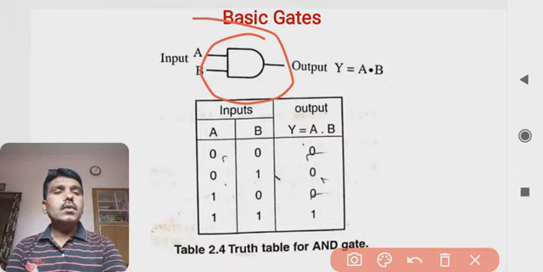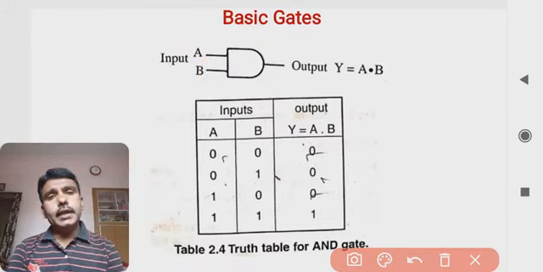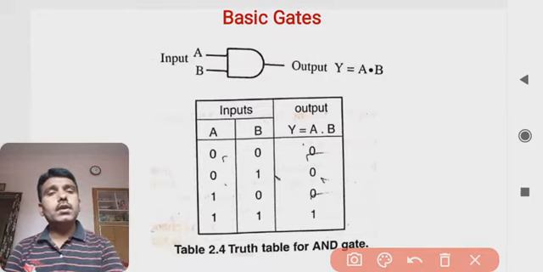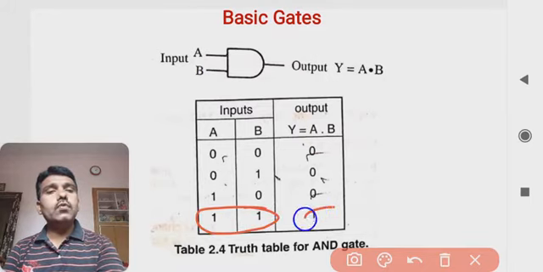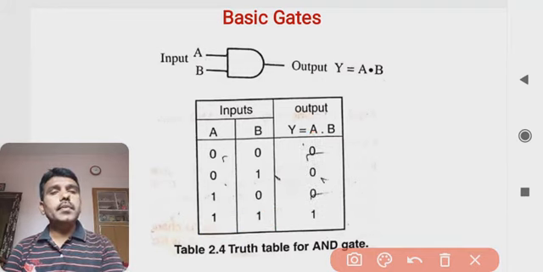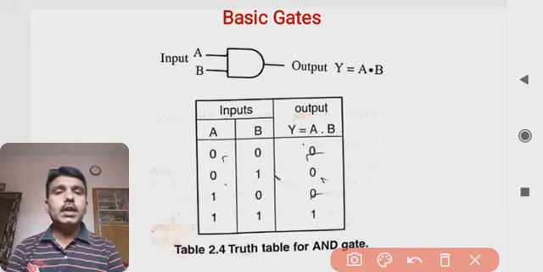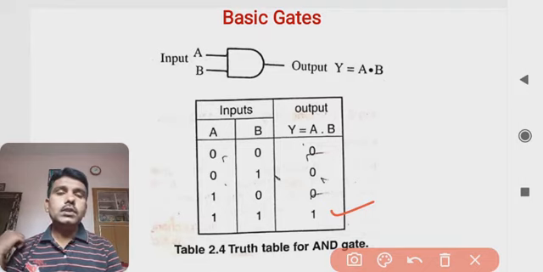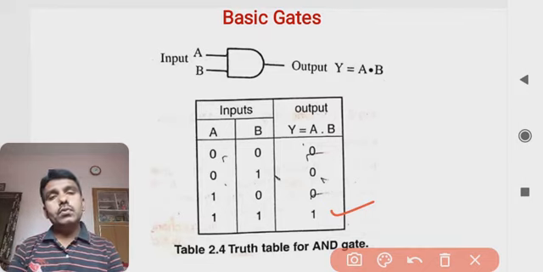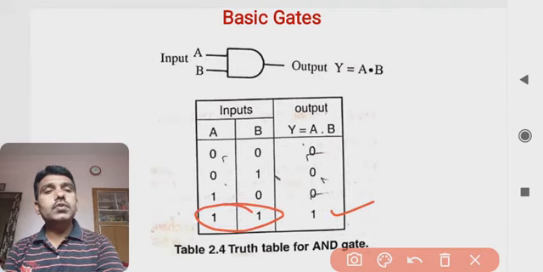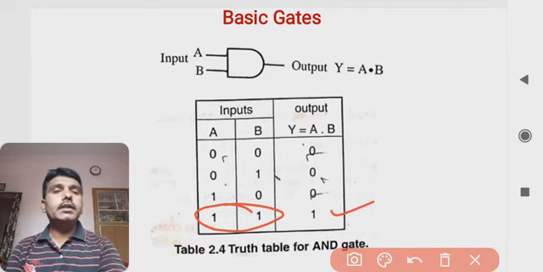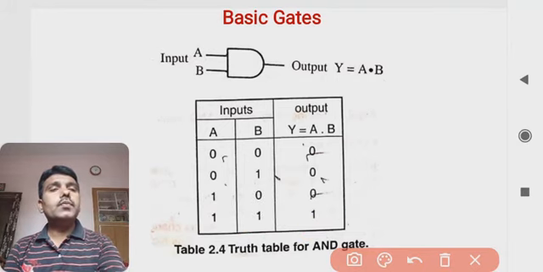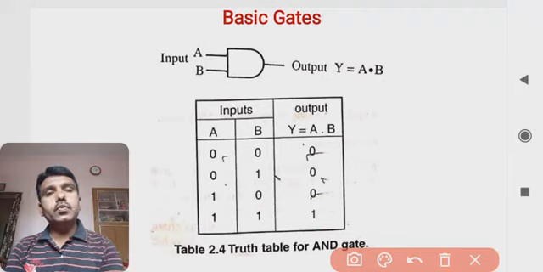So what is the logic of the AND gate? If you look carefully, when all the inputs are high, the output is high; otherwise, the output is 0. When all the inputs are high, then and only then is the output high. What was the logic behind the OR gate? If any of the inputs is high, the output is high. But for the AND gate, the condition is that only when all the inputs are high will the output be high.